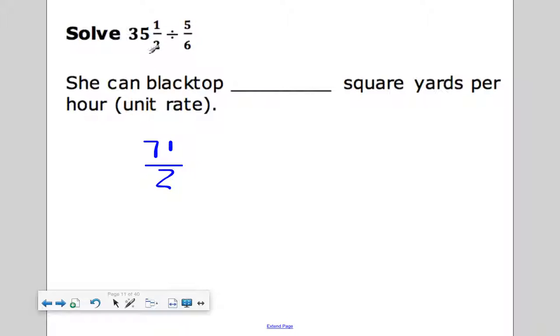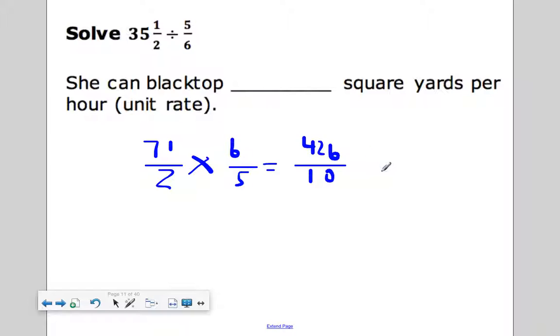So we keep this. We multiply its reciprocal. To divide a fraction, in case you forgot, you multiply by its reciprocal. What is the reciprocal of 5/6? 6/5. So we multiply this. 71 times 6 is 426. 2 times 5 is 10.